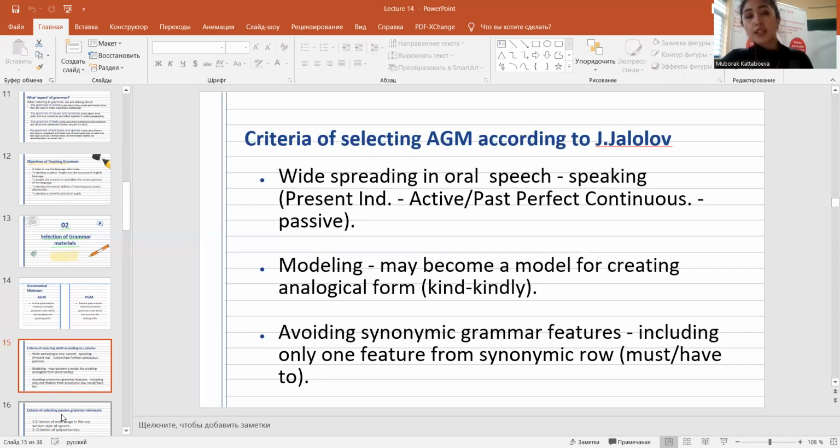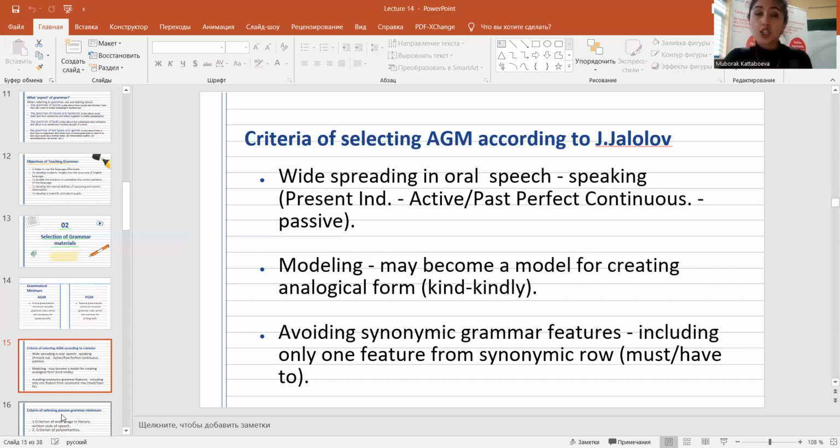When we talk about criteria of active grammatical minimum, according to methodologist Jalal, we select this minimum according to its widespread use in oral speech. So how often is this used in oral speech? We look at the modeling of this grammatical minimum. We will talk about whether it will be able to become a model for creating analogical forms. For example, if we say kind, kindly, that's ly used to form adverbs from adjectives.